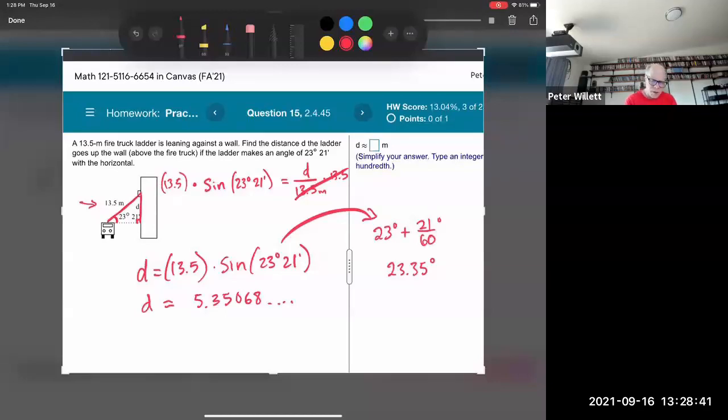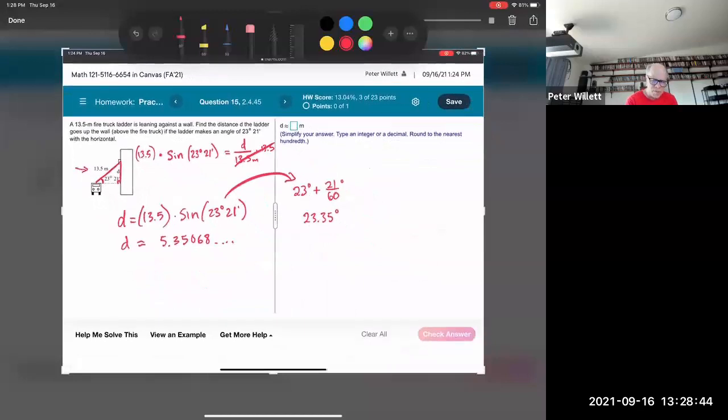And it says type an integer or a decimal, round to the nearest hundredth. So the nearest hundredth is where the 5 is, and to the right of the 5 is a 0. So I'm going to say that the answer I want to put in is 5.35. And this is in meters because our length of measurement was in meters here. Questions about how I got this answer before I put it in and see if I'm right? Or maybe somebody sees a mistake and they want to correct me.